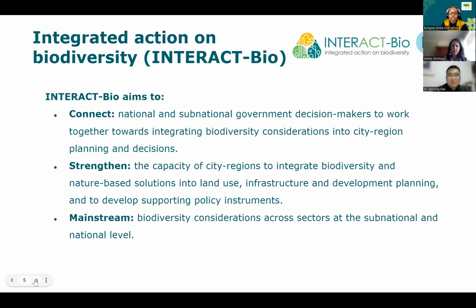And the aim of the project basically is about strengthening biodiversity mainstreaming across multiple scales with a specific focus on the subnational level. And we've been doing this through connecting different stakeholders and decision makers together in terms of how best to integrate biodiversity considerations into city region planning and decision making, strengthening capacity building and knowledge sharing and exchange, and also just creating platforms for cross-sectoral engagement and mainstreaming of biodiversity.